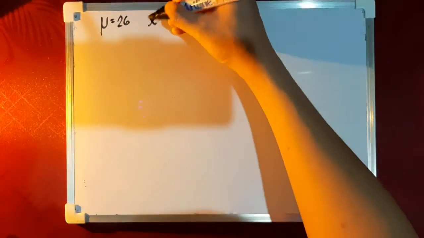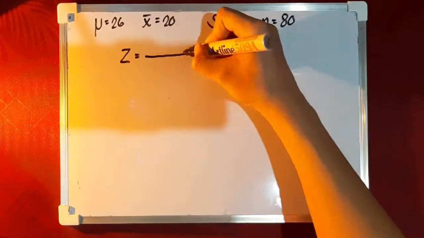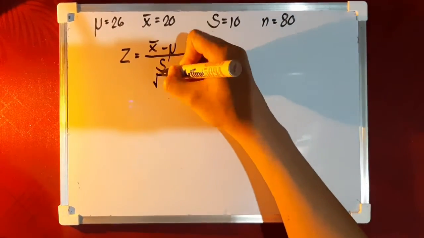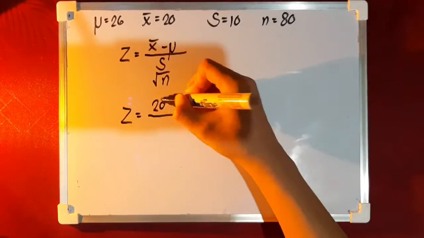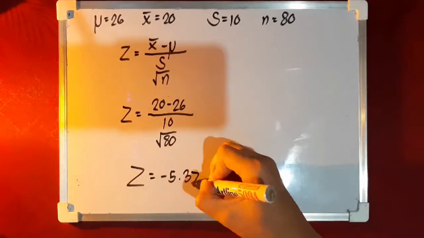Next, we are going to compute the test statistic. So we are going to use this formula right here. So if we substitute that with our given, we have 20 minus 26 over 10 over the square root of 80. We will then get the test statistic of negative 5.37.